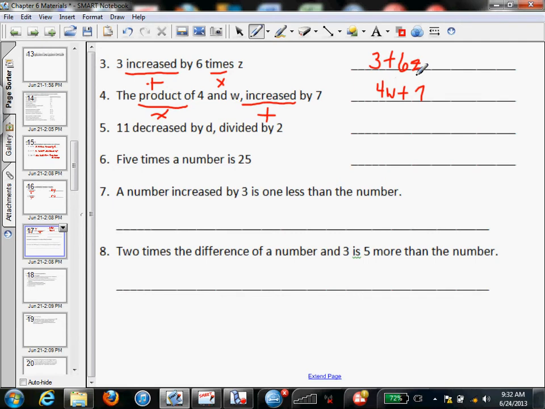Okay, number 5 is a bit tricky, but it's doable. If we just look at what we have, 11 decreased, it's going to be subtraction, by d, divided by 2. So divided by tells us division will be used. I like to start off by putting that division bar, and what we're dividing by is 2. That's going to be the denominator. The numerator is going to be the first part, the 11 decreased or subtracted by our variable d.